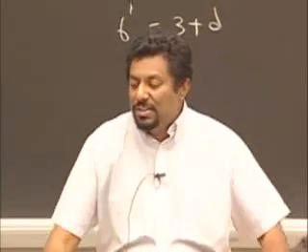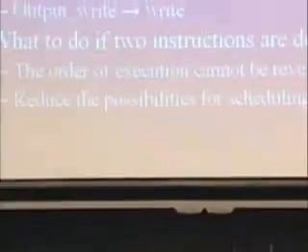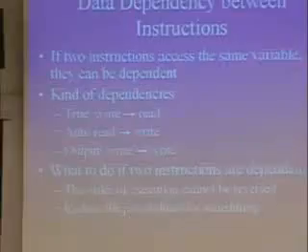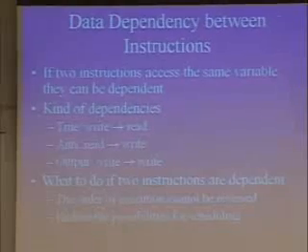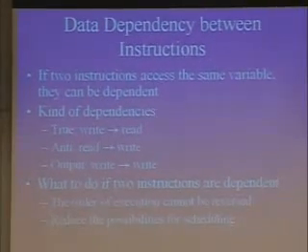So what happens is when two instructions are dependent, the order of execution cannot be reversed unless you do some kind of transformation I talk about. So what it does is it reduces the possibility of scheduling. So if there are two dependencies in this, we better maintain that order.